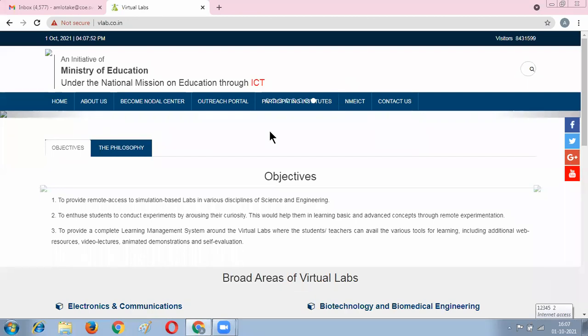So in Google, you can write vlab.co.in. After writing vlab.co.in, this page will be in front of your screen.